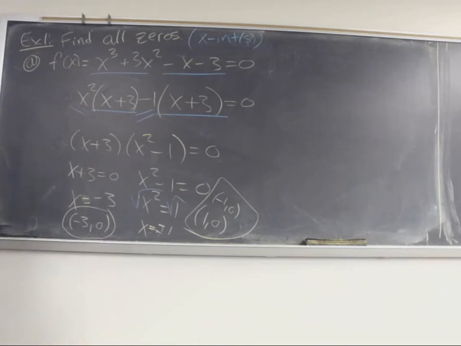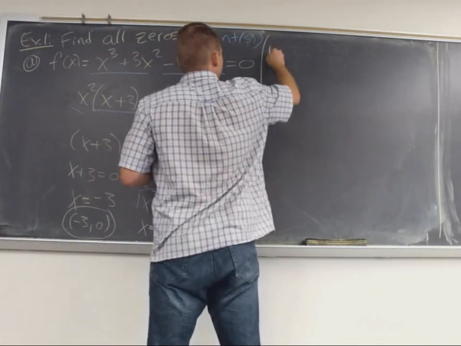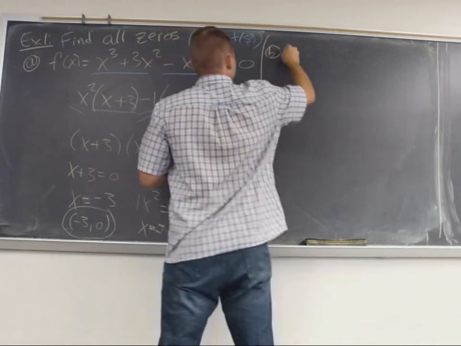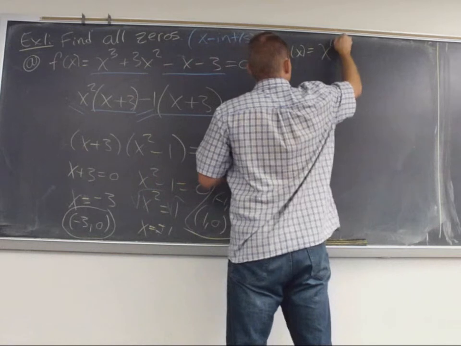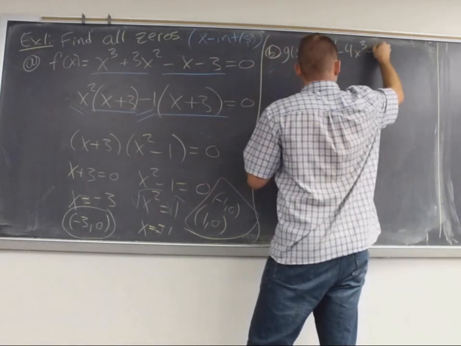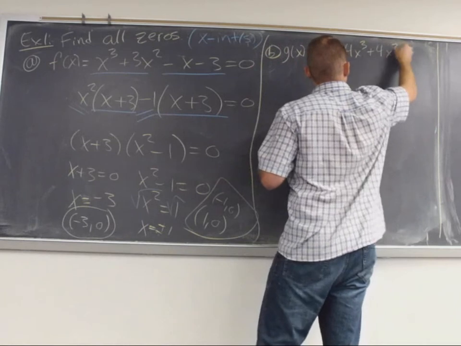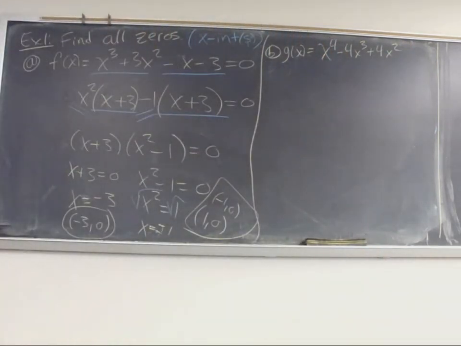Let's look at one more here. Didn't save myself a lot of room. B, g of x equals x to the 4th minus 4x cubed plus 4x squared. All right. Try to pause the video and give this one a try. At least think about it for a little bit.